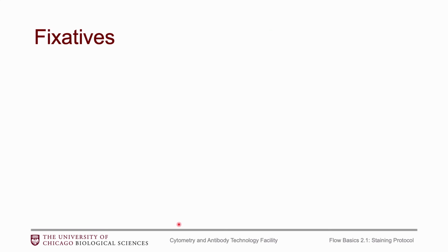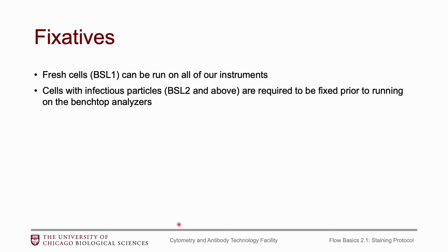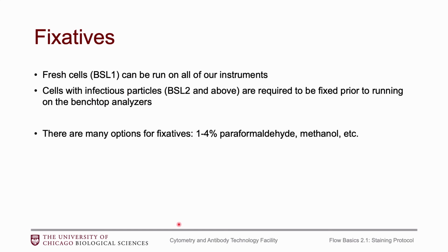And finally, for fixatives, if you have BSL-1 cells, you can run those fresh on all of our instruments. If your cells have infectious particles in them, so they're BSL-2 or above, then those do need to be fixed before you run them on our benchtop analyzers. Now, there are a lot of different options for fixatives. It's entirely up to you what you want to use to fix your cells.